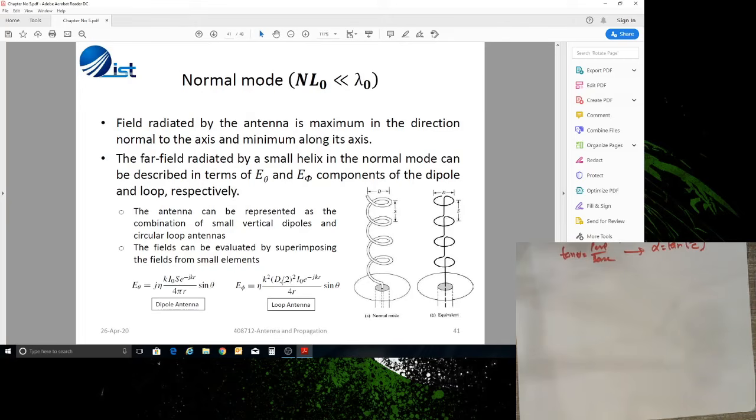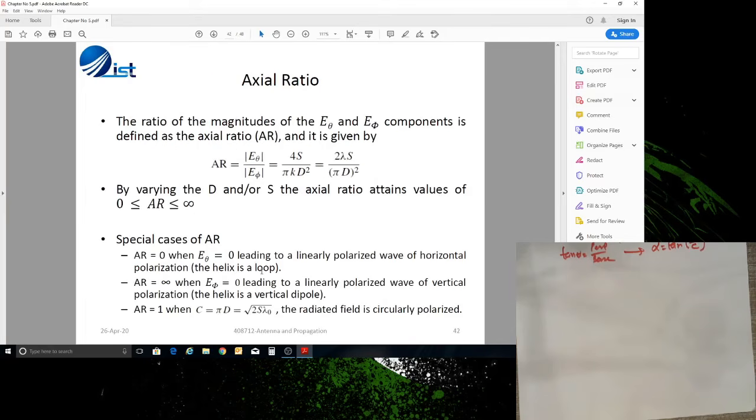You can just go back and see the original expression for E theta and E phi, and you would see both are comparable. So if we talk about the axial ratio of this particular antenna, as we know, axial ratio क्या है, वो E theta और E phi की ratio है, which is E theta over E phi. इनका जो magnitude है, that will give you the axial ratio.